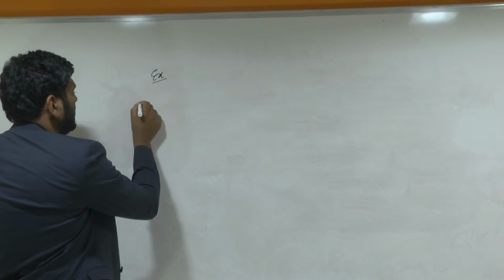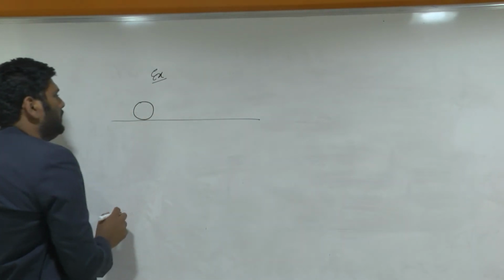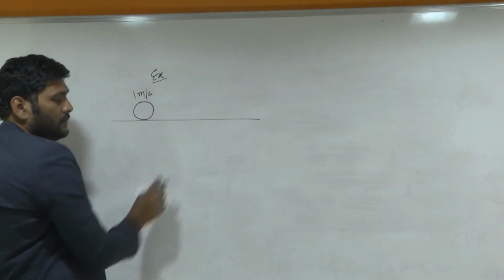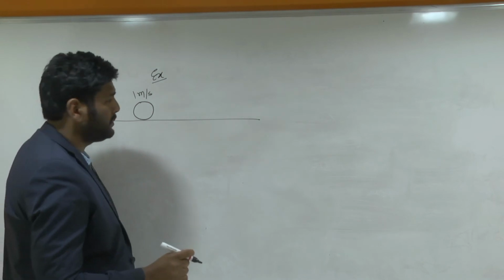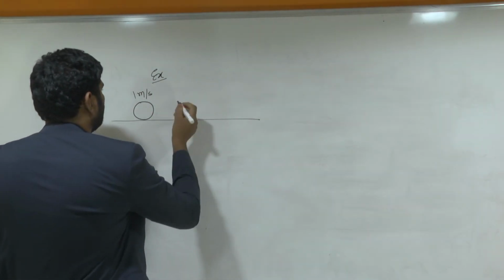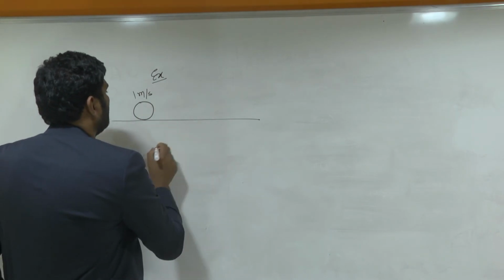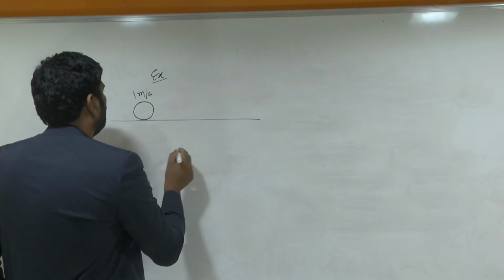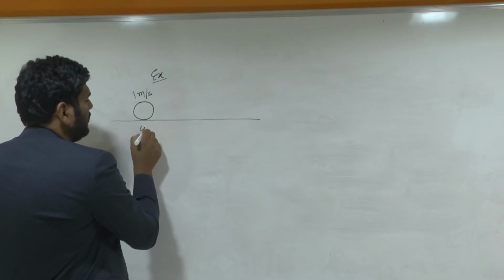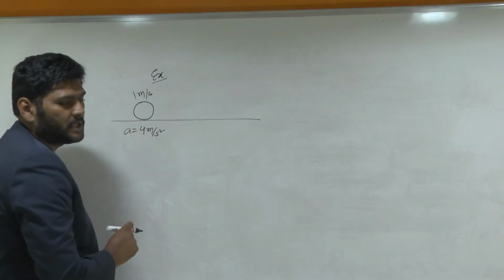See, I'm taking the object here. It is moving in a straight line path. Its velocity is 1 meter per second initially. Now it has an acceleration of 4 meter per second square.